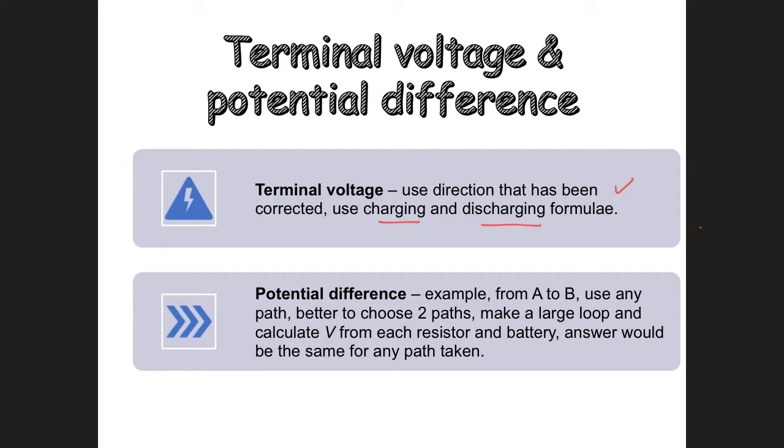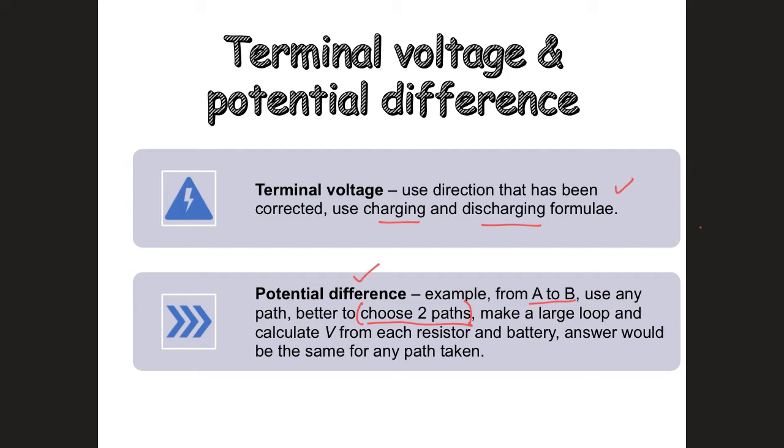Okay, another thing that you need to know also, when the question asks you about the potential difference, for example from A to B, use any path, better to choose two paths, but choose paths with the correct currents. It means that you already fixed the direction, then you can proceed to find the potential difference. I encourage students to use two paths, because when you use two paths and you get the same answer, it means that your answers for I1, I2, I3 are definitely correct. So make sure that you choose two paths, any path from A to B.